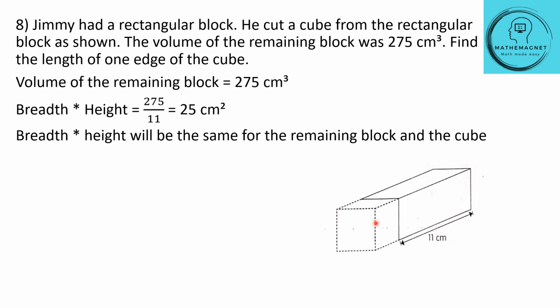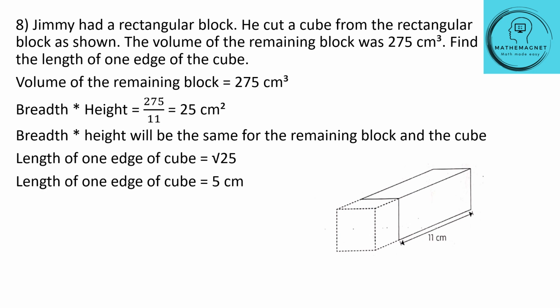But we need to find only one edge. We have two edges in the cube. We need to find only one edge, and since in a cube all the edges measure the same, we need to find the square root of 25. Because we have the measurement of two edges, we need to find the square root. So square root of 25 will be equal to 5 centimeters. So the length of one edge of the cube is 5 centimeters.